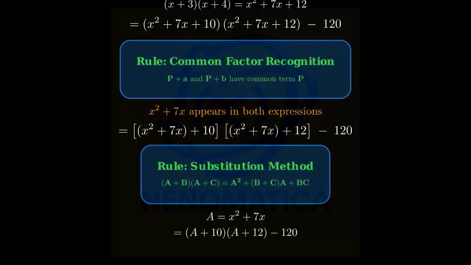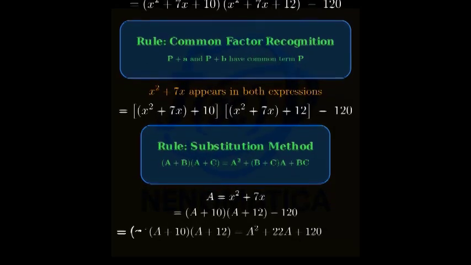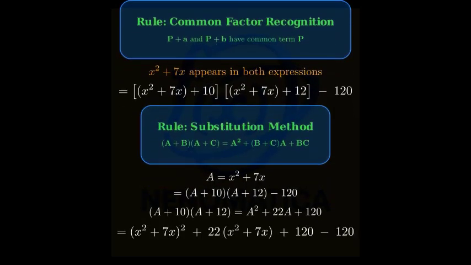Now we can multiply these expressions using the formula a plus b times a plus c equals a squared plus b plus c, a plus b times c. So a plus 10 times a plus 12 equals a squared plus 22a plus 120.